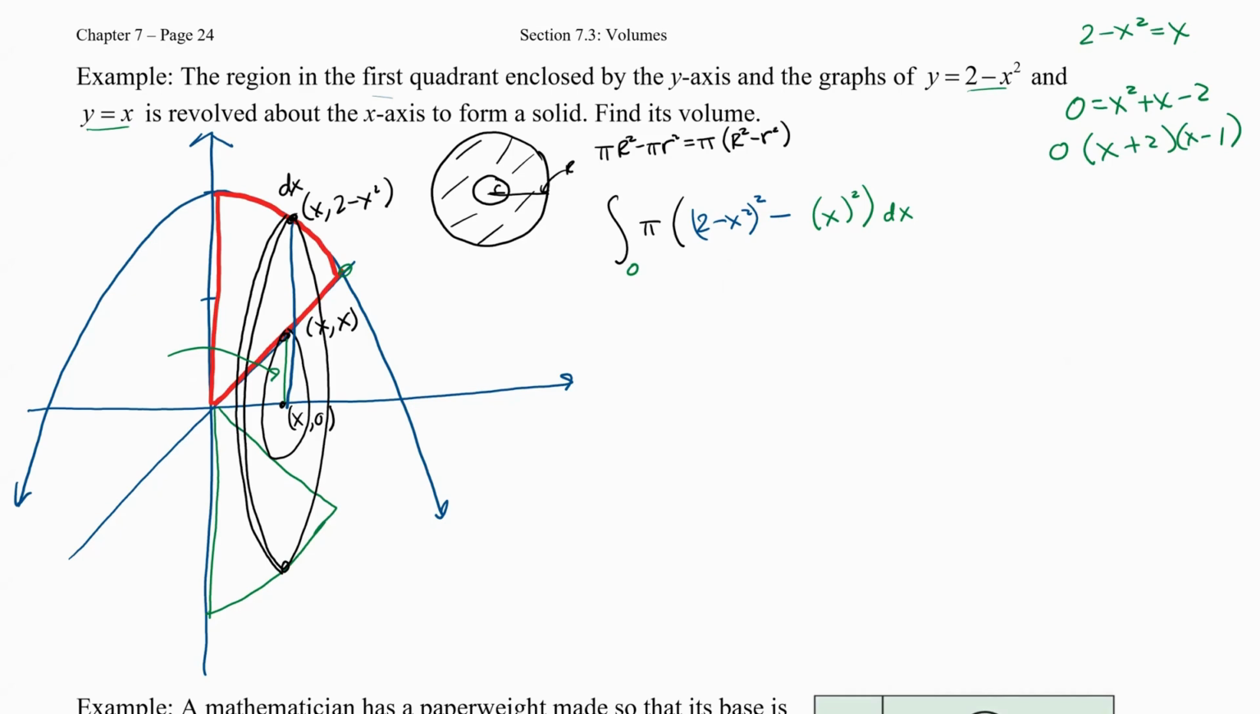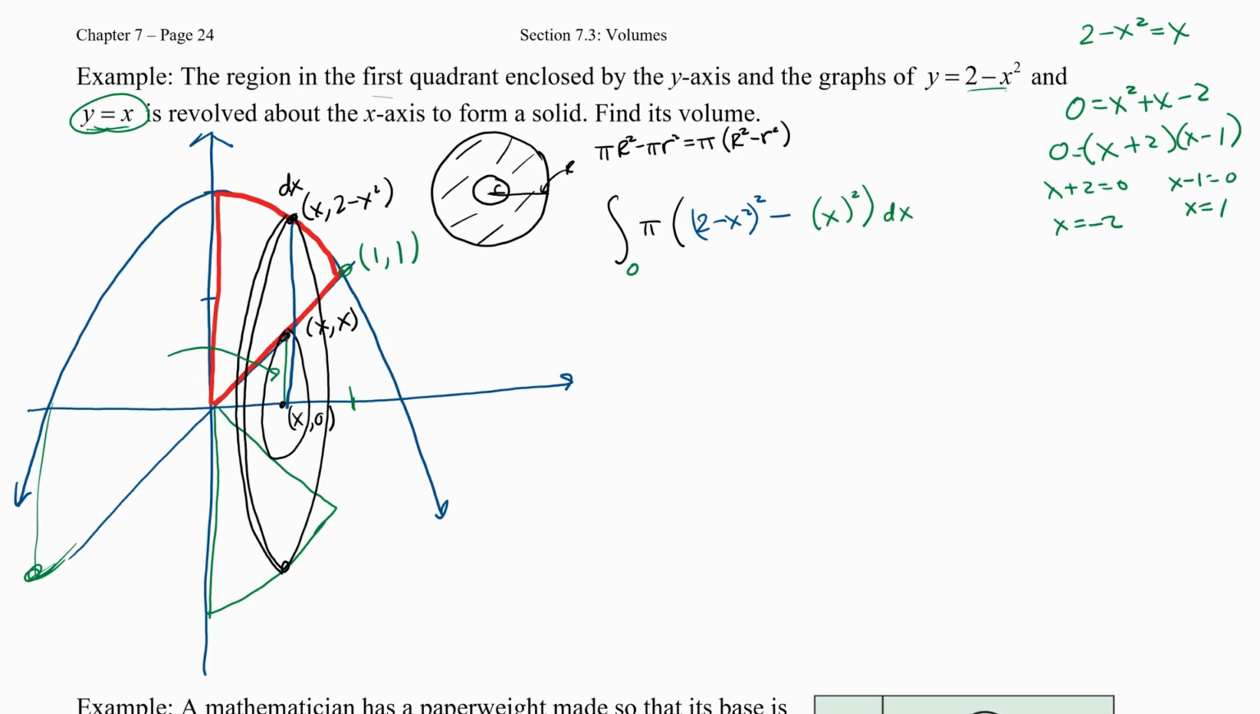Let's see. That means x plus 2 is equal to 0, so x is equal to negative 2. And I think that would be the spot where these two curves cross down here. And then x minus 1 is equal to 0, or x is equal to 1. And I think that's where we are here. 1 comma something. 1 comma 1, I guess, because it has to meet that one.